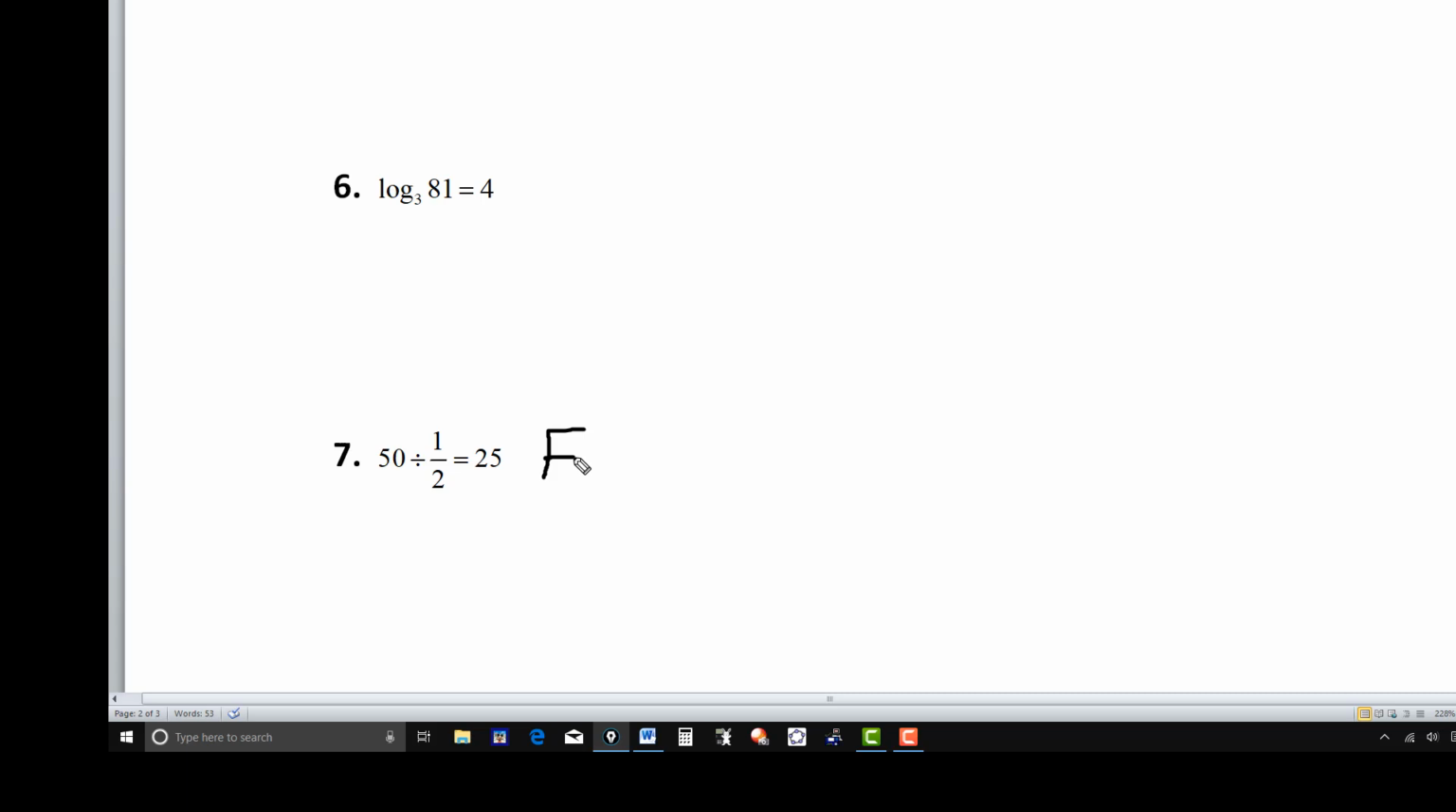If it said 50 times 1/2, yeah, that would be 25, but 50 divided by 1/2, you invert and multiply. So this becomes 50 times 2 over 1, which would give me 100. Okay, the next one.